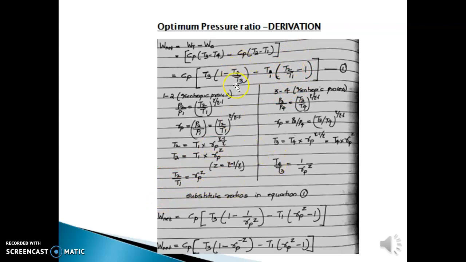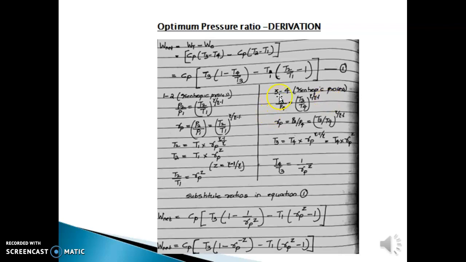Next, I need to find an expression for T4 by T3. For that, I'll take the process 3 to 4. For ease of analysis, I assumed the expansion process in the turbine, represented by 3 to 4, is also an isentropic process.